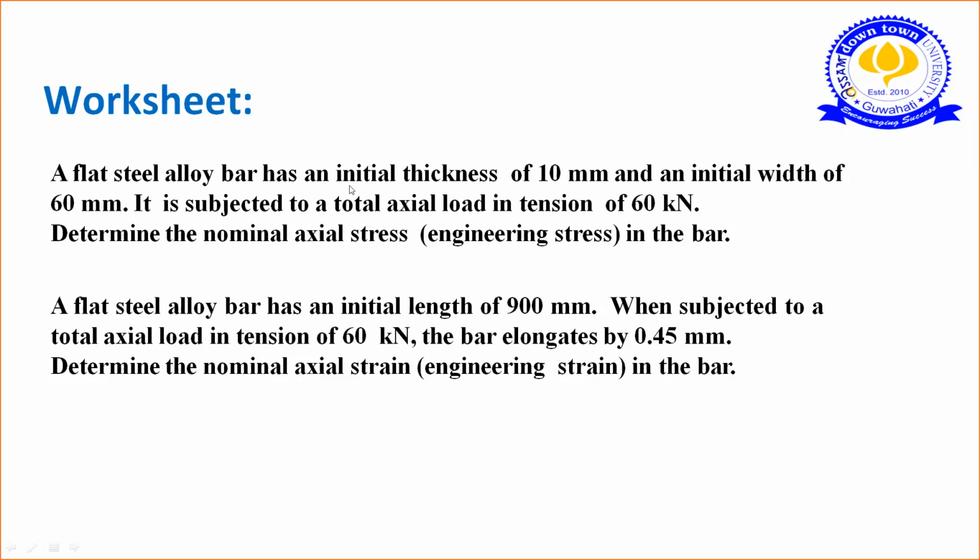So I want you to do this numerical right now. Very easy. A flat steel alloy bar has an initial thickness of 10 mm and an initial width of 60 mm. It is subjected to a total axial load in tension of 60 kN. Determine the nominal axial stress in the bar.